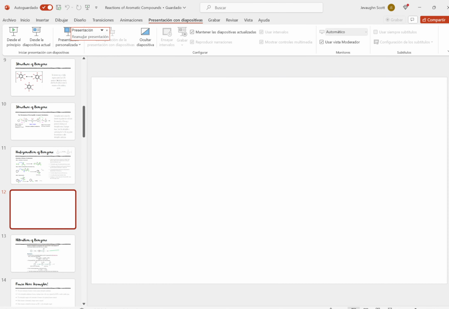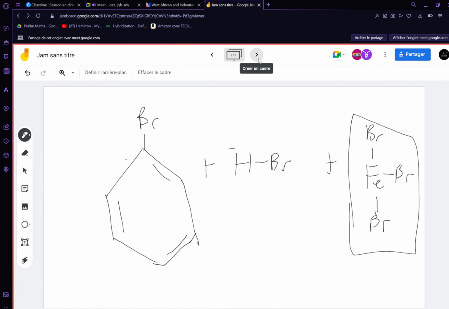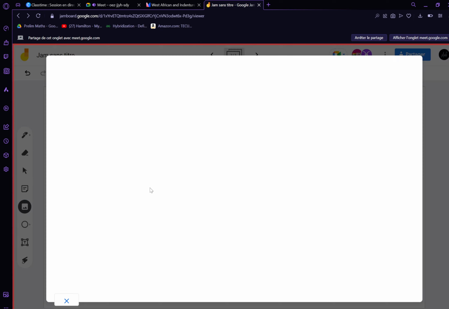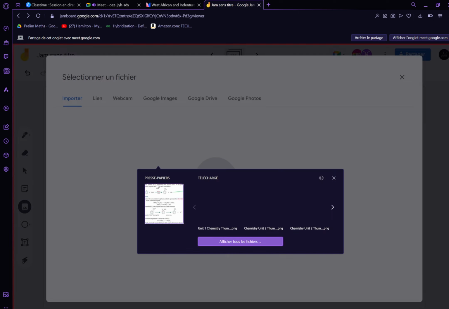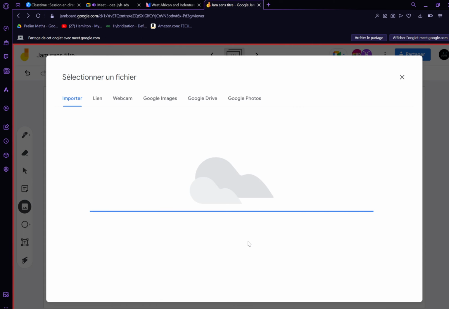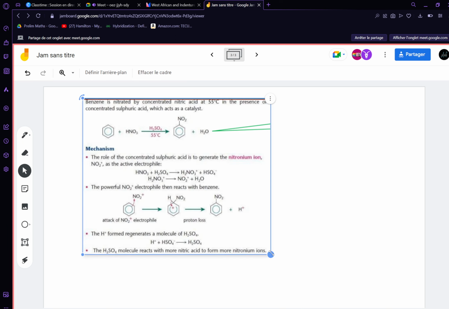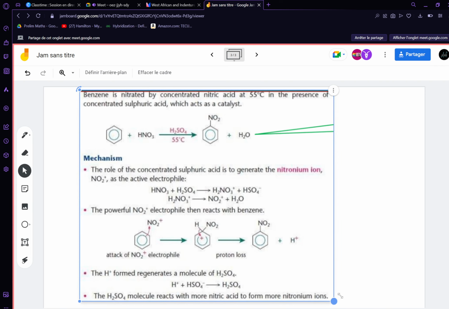All right. So it reacts the same. It's generally the same thing for the nitration of benzene. So let's look at the nitration of benzene. So after bromination, we look at the nitration of benzene.